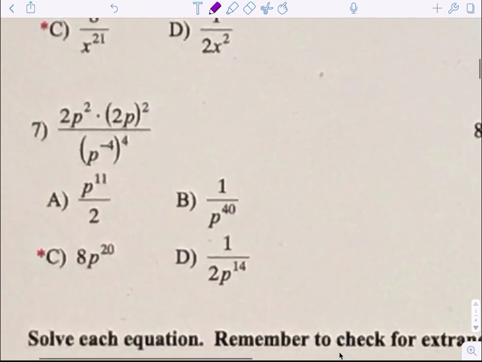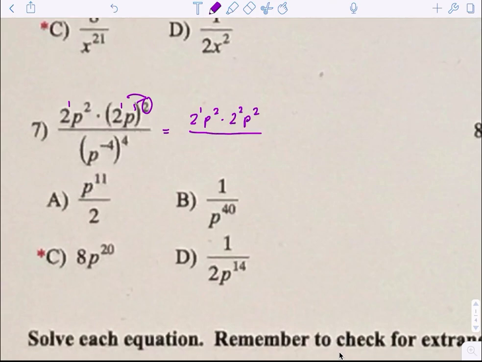Alright, 7. I'm just going to give everyone a power so that you guys can see it. Distribute this 2 to both. So we're going to have 2 to the first, p to the second, times 2 to the second, p to the second. All over, distribute this 4 to that as well. p to the negative 16.